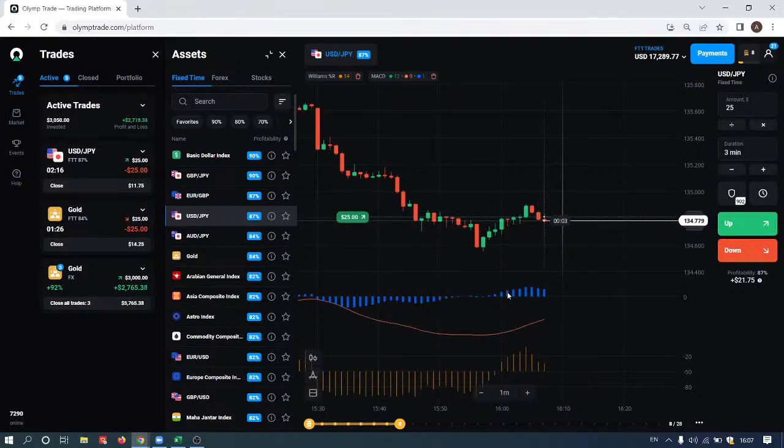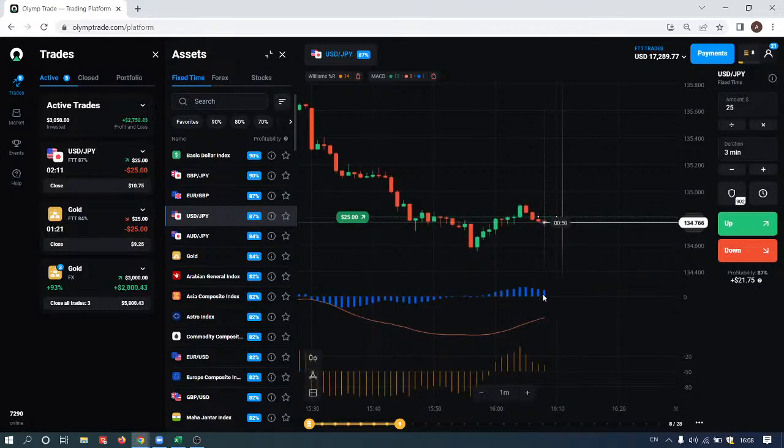So we have layer of confirmation number one comes from the MACD indicator. It looks up. It's looking up here, and Williams percent R. So the Williams percent R indicator is also looking up. So it is right above this middle line, the minus 50 line.